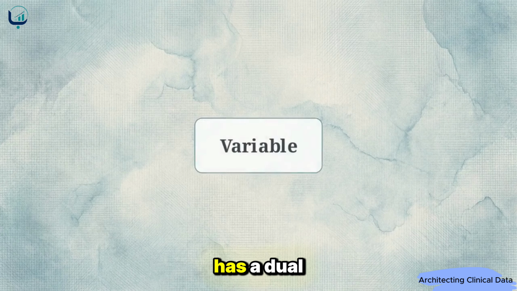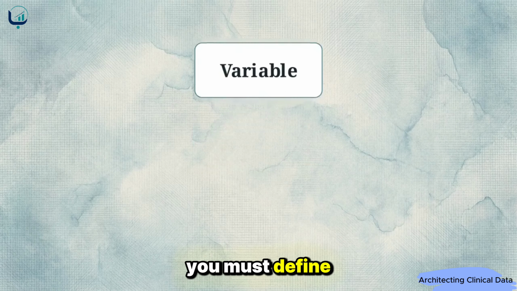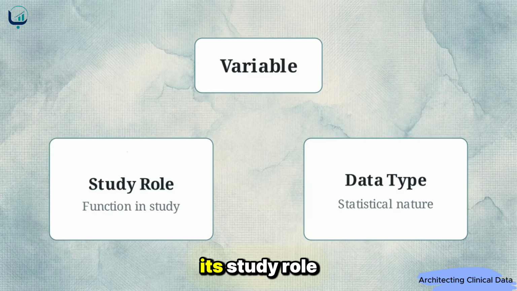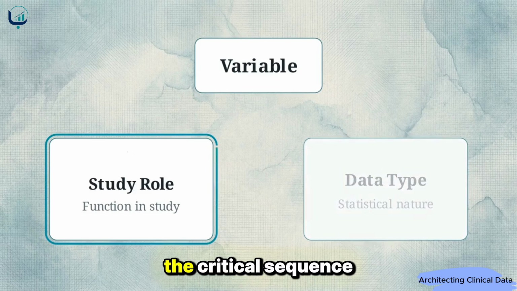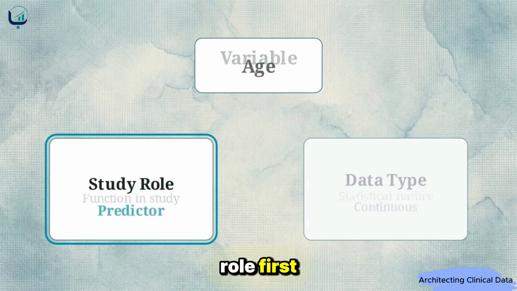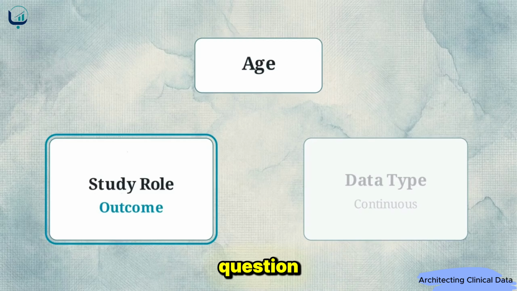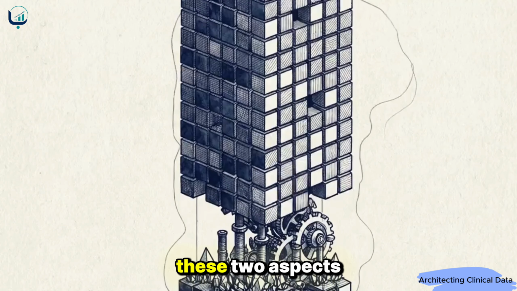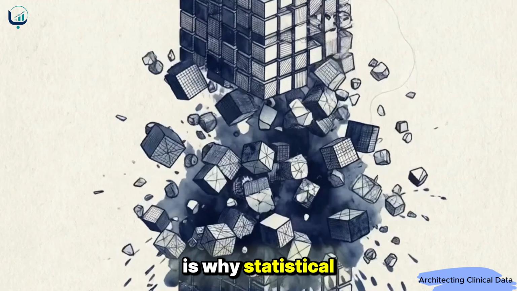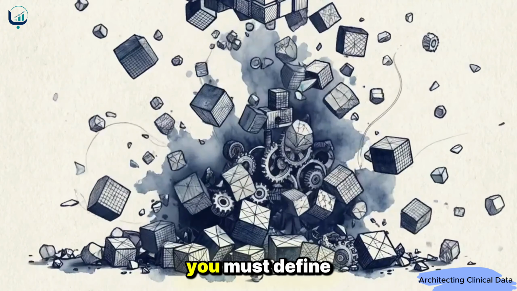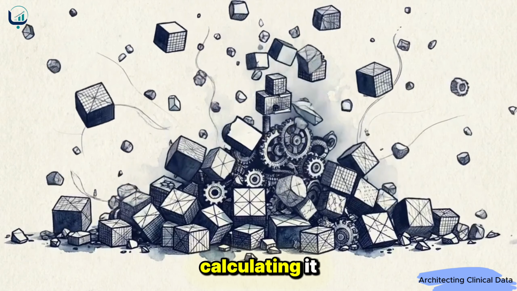Every variable has a dual nature. You must define two properties for every column, its study role and its data type. The critical sequence is defining the role first. The exact same data point serves different functions depending on your question. Failing to architect these two aspects up front is why statistical plans collapse. You must define the data before calculating it.